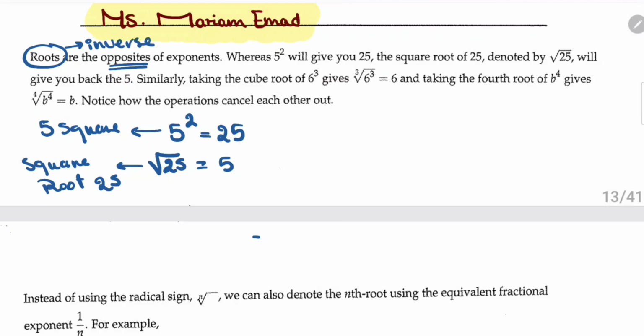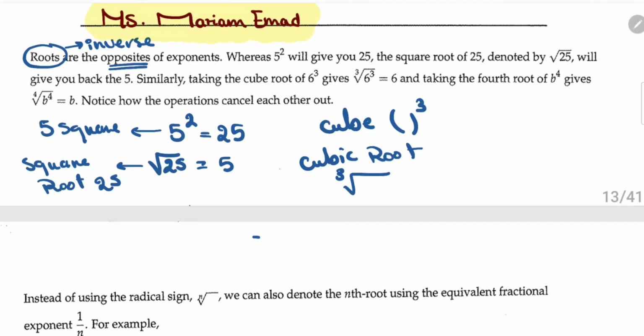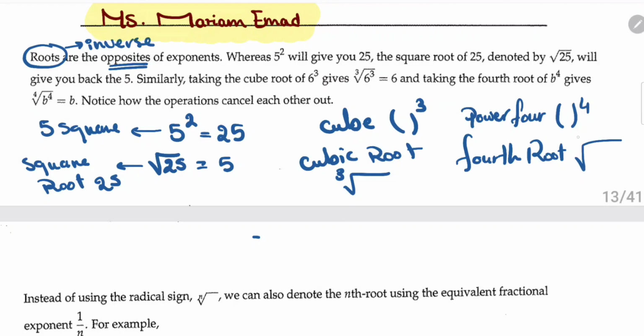So, what about the cube? Cube is power 3. So, what is the inverse of it? Cubic root. Okay. And what about to the power 4? Its inverse is the 4th root. And in the same way, to the power 5, its inverse is the 5th root, and so on.